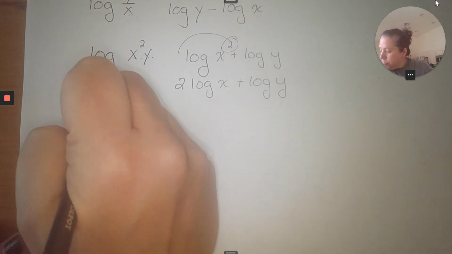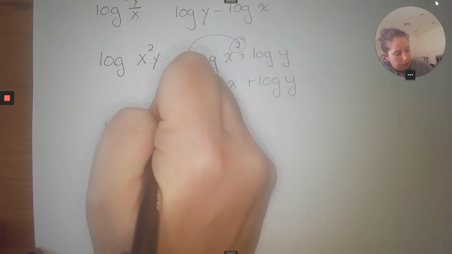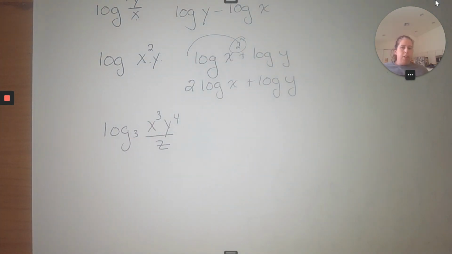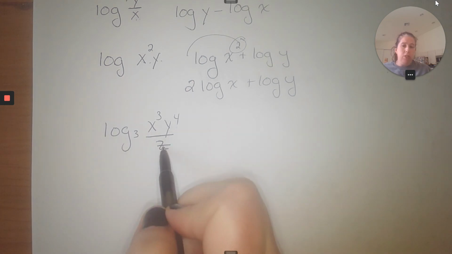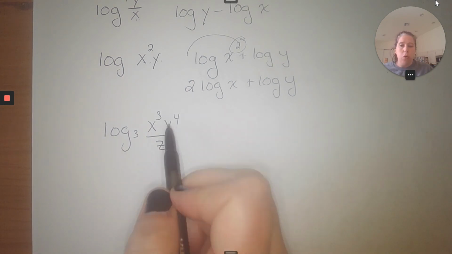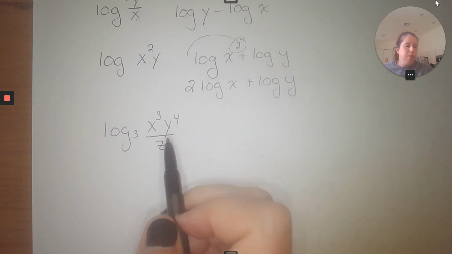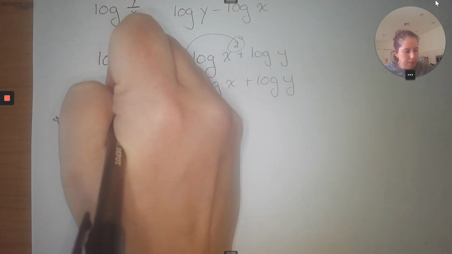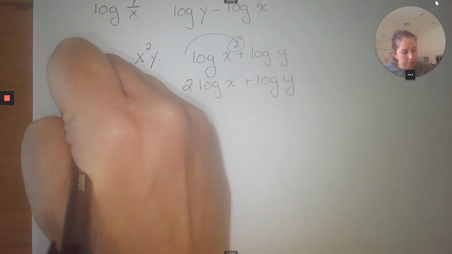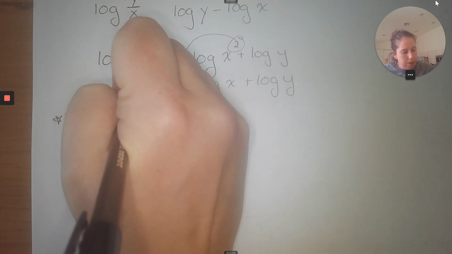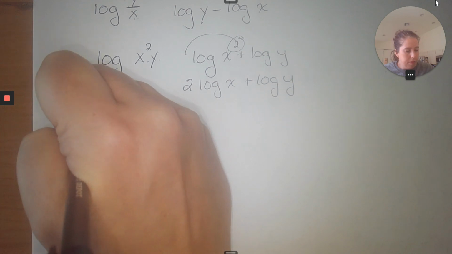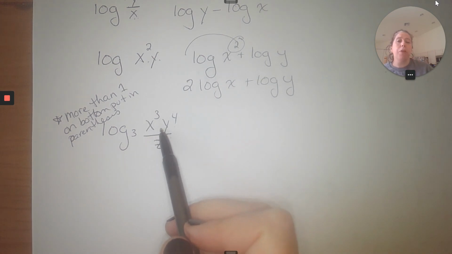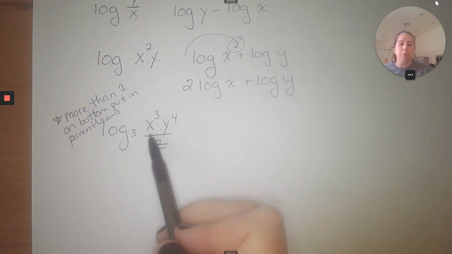Let's do this. Log base 3 of x to the third, y to the fourth divided by z. All right, so I got 3 different terms. So I got x, y, z. So that means you're going to have 3 different logs, okay? So think about what's going on here. Now, here's a thing. If there's more than one on the bottom, put it in parentheses. Okay. Now, if there's more than one on the top, you can actually put it in parentheses. Also, I'll show you that, but it's especially important if it's on the bottom.